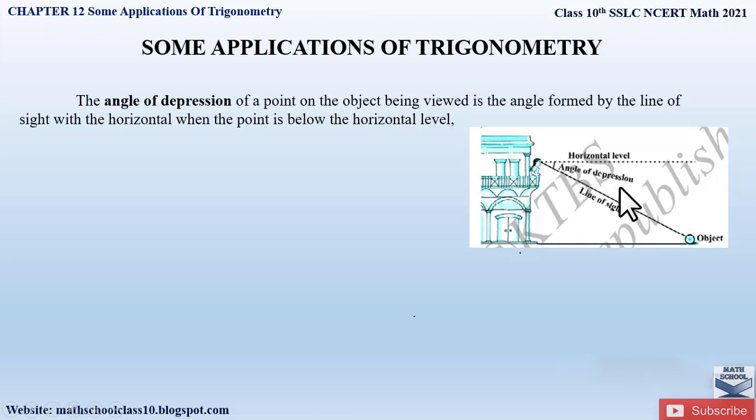In case of angle of depression, we are lowering our head down to look at the object, and in case of angle of elevation, we are raising our head above to look at the object. And you can observe here that the horizontal level is above the line of sight in case of angle of depression. So the angle of depression of a point on the object being viewed is the angle formed by the line of sight with the horizontal when the point is below the horizontal level. So these are the two major things you should know, that is the angle of elevation and angle of depression.